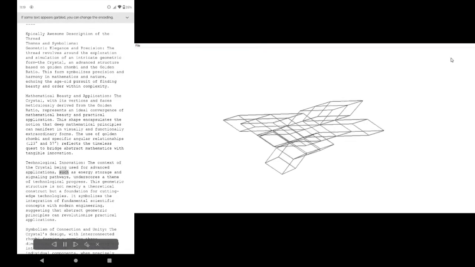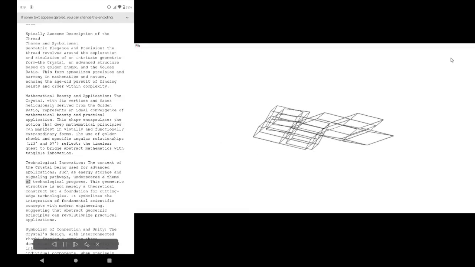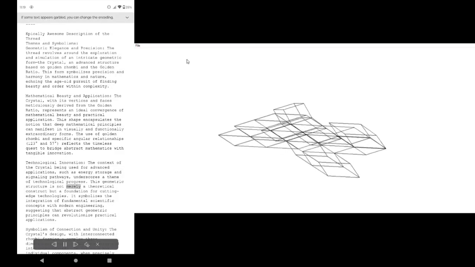Technological innovation. The context of the crystal being used for advanced applications, such as energy storage and signaling pathways, underscores a theme of technological progress. This geometric structure is not merely a theoretical construct, but a foundation for cutting-edge technologies. It symbolizes the integration of fundamental scientific concepts with modern engineering, suggesting that abstract geometric principles can revolutionize practical applications.